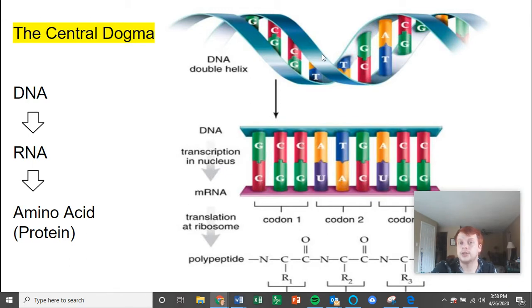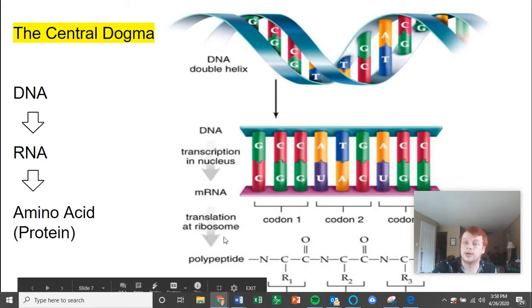So you have a double helix, which we talked about when we talked about DNA structure. The double helix is too big to escape the nucleus, so it has to be converted into mRNA through a process called transcription. And then finally, it's translated on the ribosome through a process called translation into a usable form in the form of a polypeptide or protein.